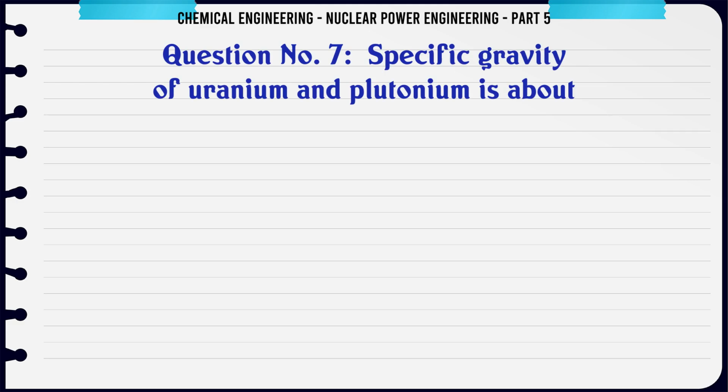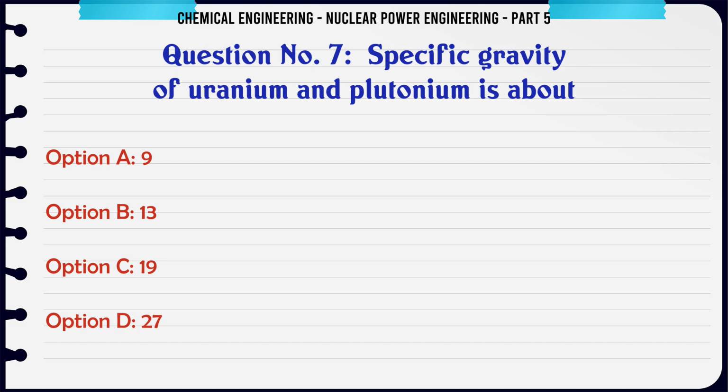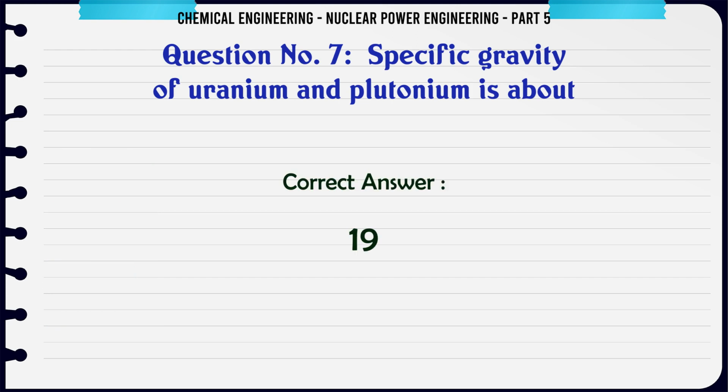Specific gravity of uranium and plutonium is about: A, 9; B, 13; C, 19; D, 27. The correct answer is 19.